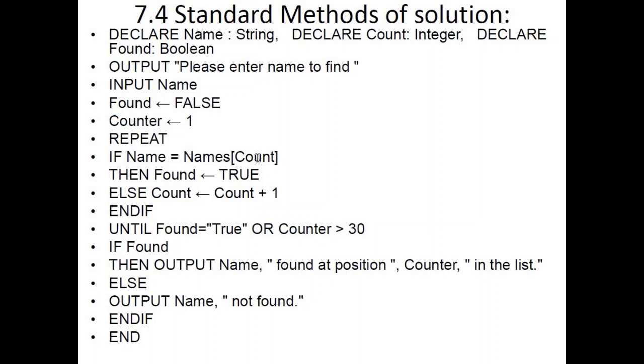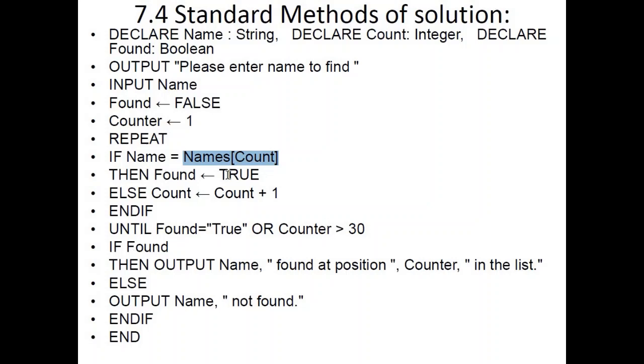Repeat: if name equals names[counter]. We are basically comparing our inputted name with every entry in the array by using this term names and the counter variable in the bracket. If name and the entry in the names array match, then found would be true, else counter would be counter plus 1, so the next entry can be compared. And repeat until found equals true or counter is greater than 30, meaning 31, so it would end at the 31st position.